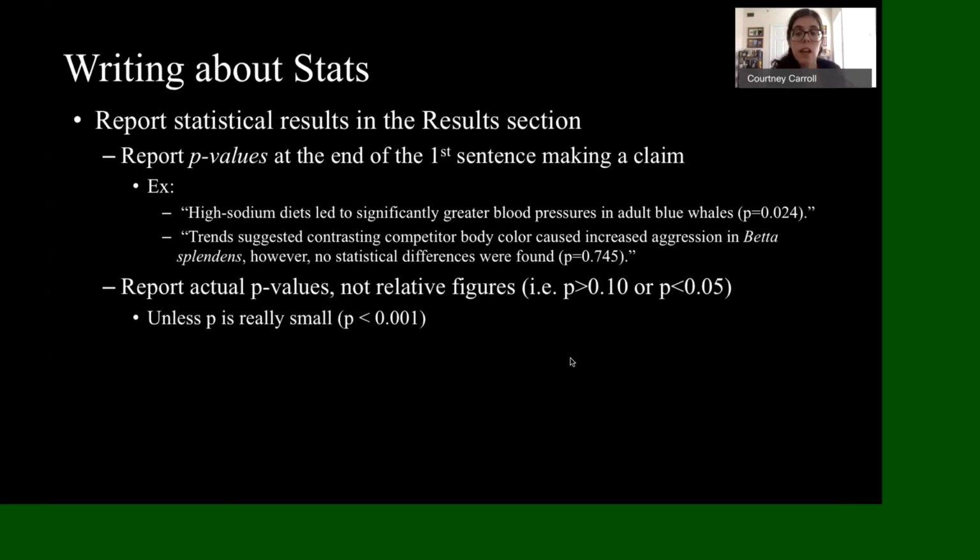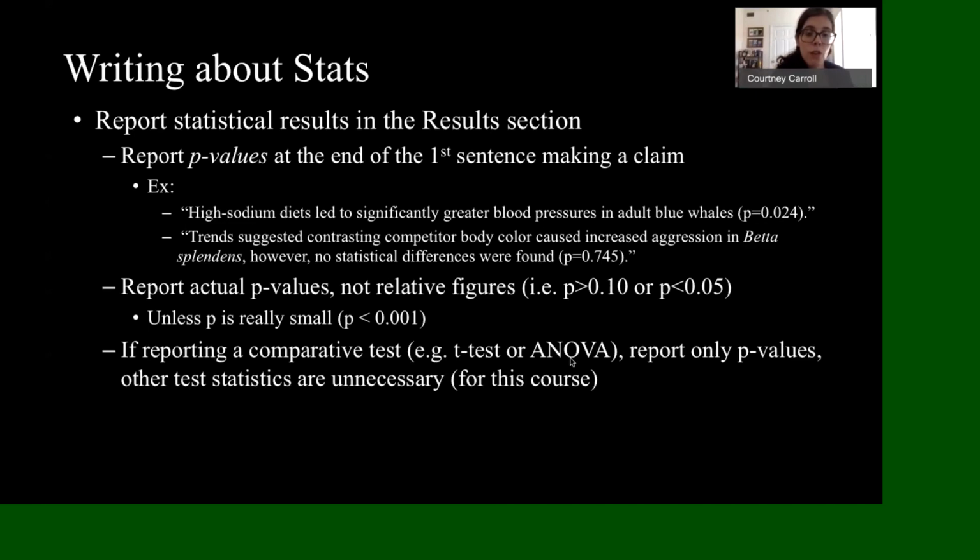So you don't want to say p is less than 0.5 or p is greater than 0.10, unless it's really, really small, unless it's p is less than 0.001. Then you don't have to keep going with all the zeros to get to your actual number. If you're reporting a comparative test, you want to report only the p-values. Other test statistics are unnecessary for this course, so I don't need the full matrix or anything.